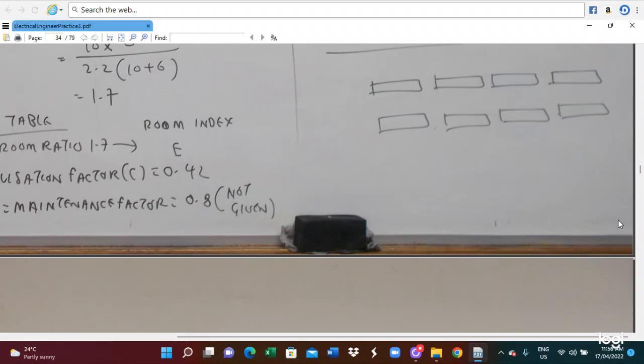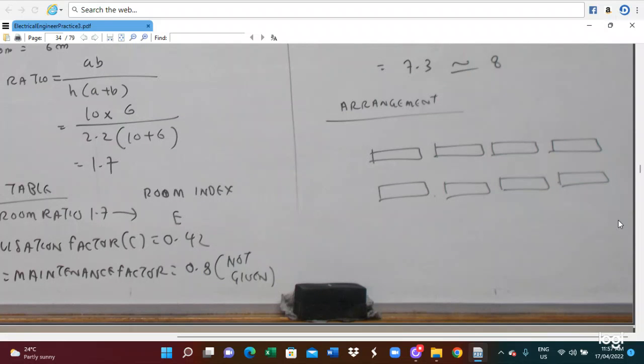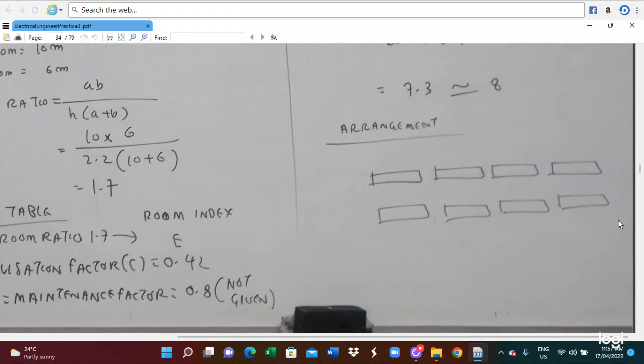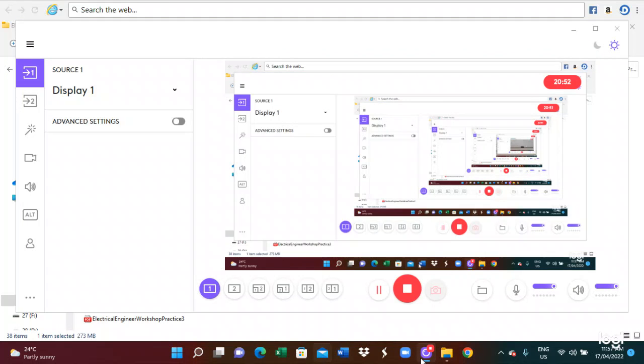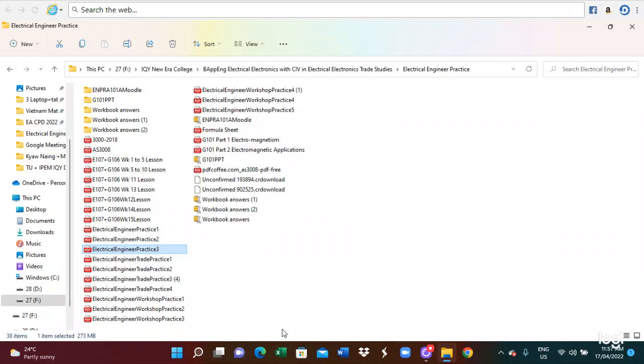So today we're talking about the lighting system, and then we can talk about electrical engineer trade practice 2.